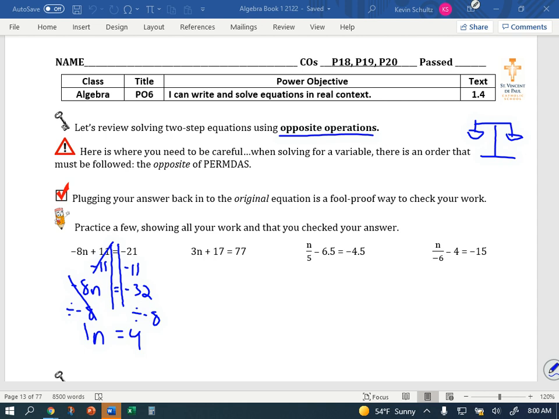How can you check this answer to ensure you're correct, Christopher? Exactly. If n equals 4, then negative 8 times 4 plus 11 should equal negative 21. Okay? If it does, you know that you've solved for n correctly. If it doesn't, then you got to go back, look for sign mistakes, look for silly mental math mistakes, or whatever. Okay? This opposite operation method is review.